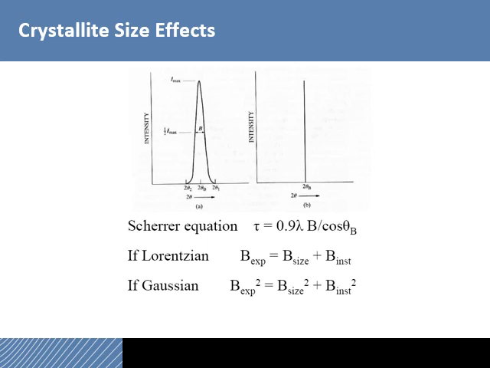This is where the instrument profile matters in terms of crystallite size, because to accurately calculate the crystallite size using the Scherrer relationship, you need to know that B instrument value, which is something we haven't really talked about how to acquire, but just be aware of it.